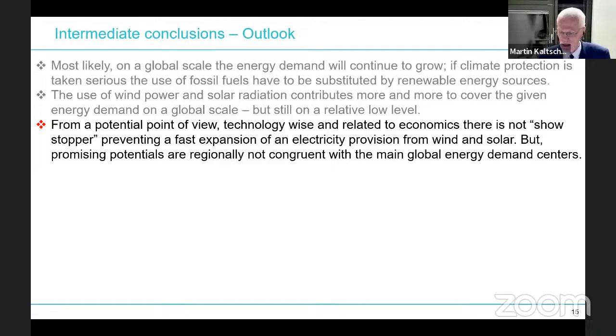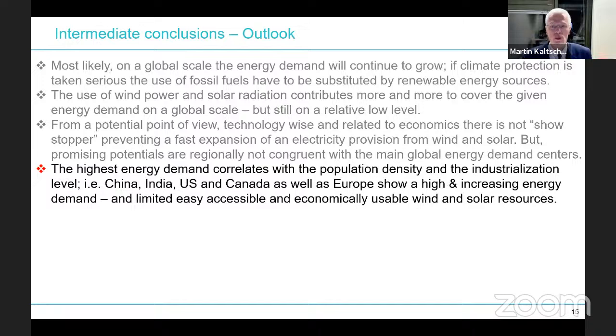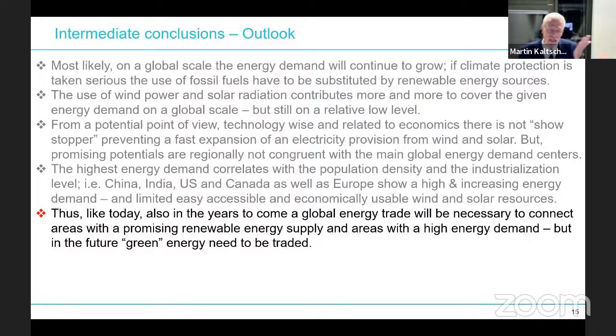So that means the highest energy demand correlates with population density and industrialization level. So China, India, the US, Canada, Europe show very high and increasing energy demand and limited, easily accessible, and economically usable wind and solar resources. Thus, like today, most likely also in the years to come, a global energy trade will be necessary to connect areas with a promising renewable energy supply and areas with a high energy demand.